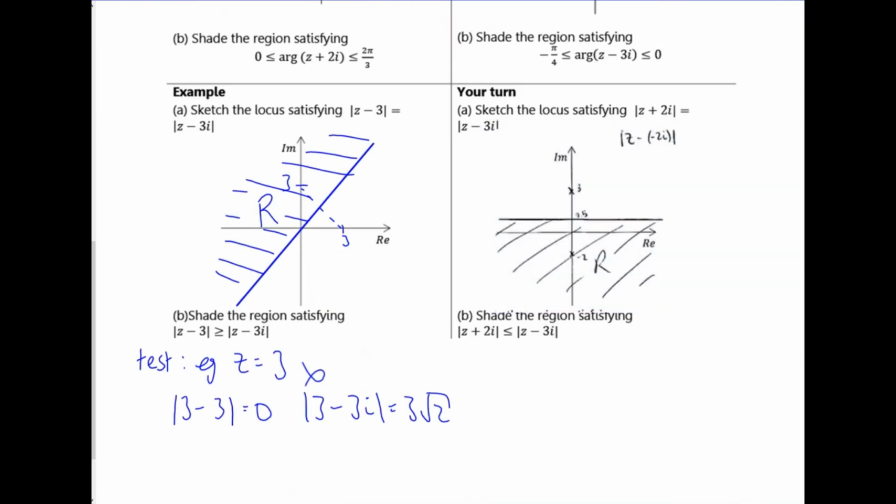Finally, for this perpendicular bisector, it's the perpendicular bisector between 3i and minus 2i. So it's a horizontal line across at 0.5. The region satisfying this inequality is the points that are closer to minus 2i than 3i. So the distance of the points from minus 2i is less than the distance of the points from 3i, which is the bottom half of this line. If you weren't sure, you could test the origin in here and you'd get 2 is less than 3, which is correct. So you want that bottom bit.